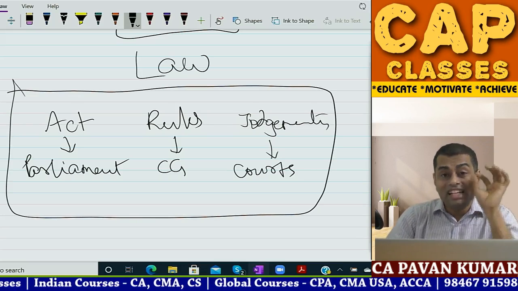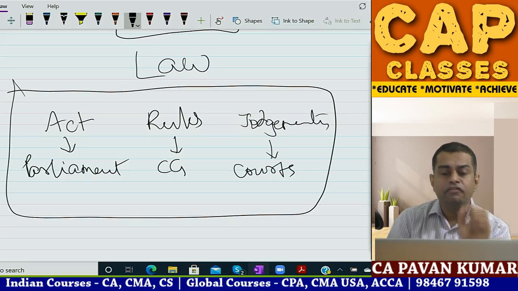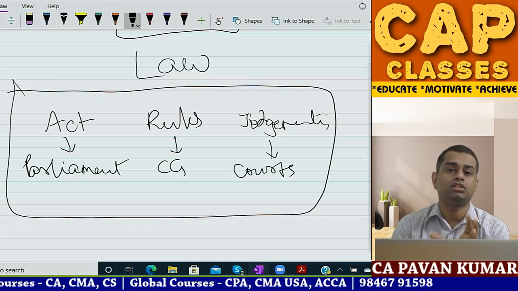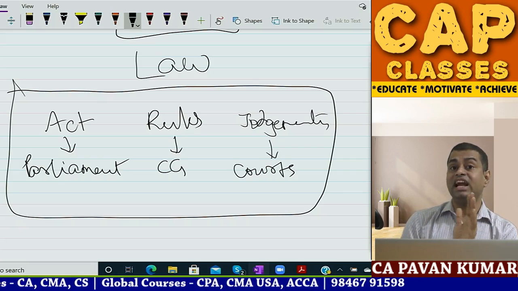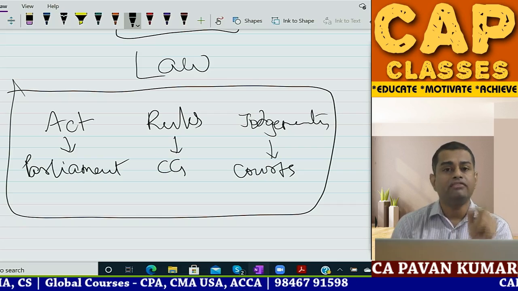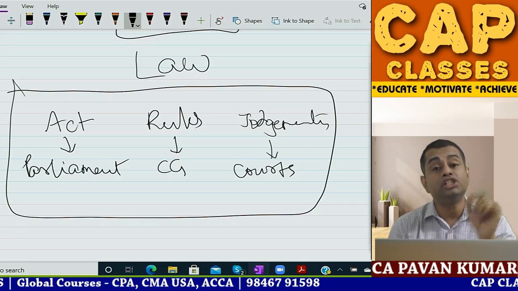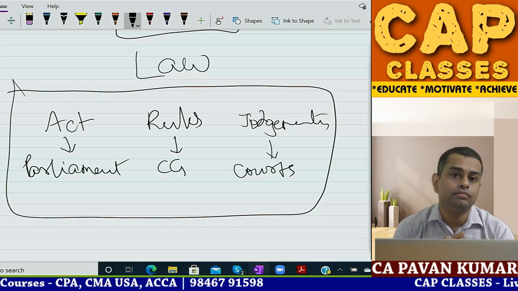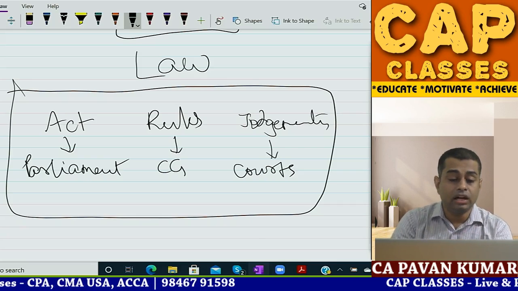When you say Companies Act, it is only the Act. When you say Companies so-and-so Rules, then it is only rules. In a specific case, when it is held that, that is only a judgment. But when you say company law, it refers to Act plus rules plus judgments. All put together is called company law. You understand? Now come back.